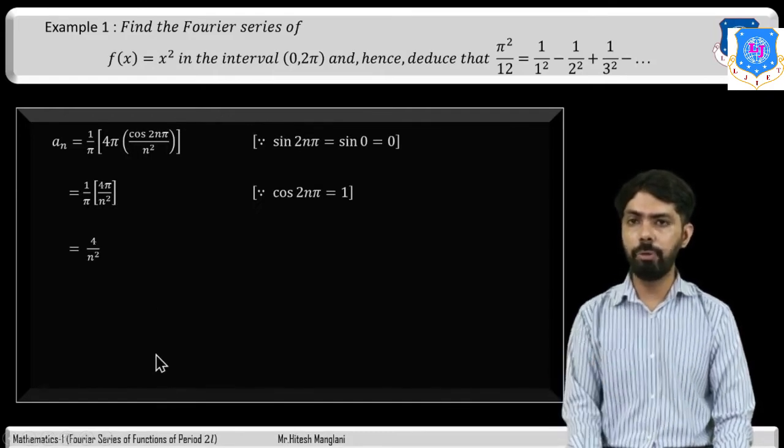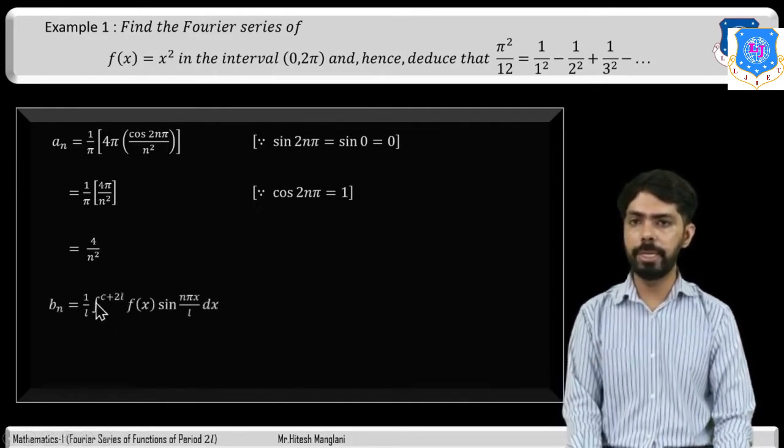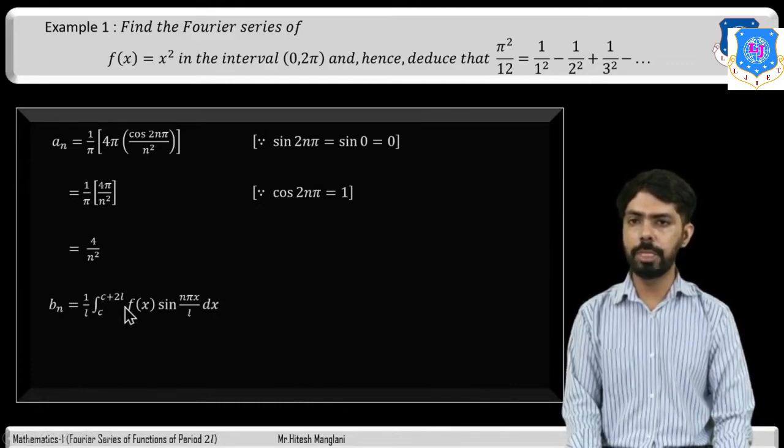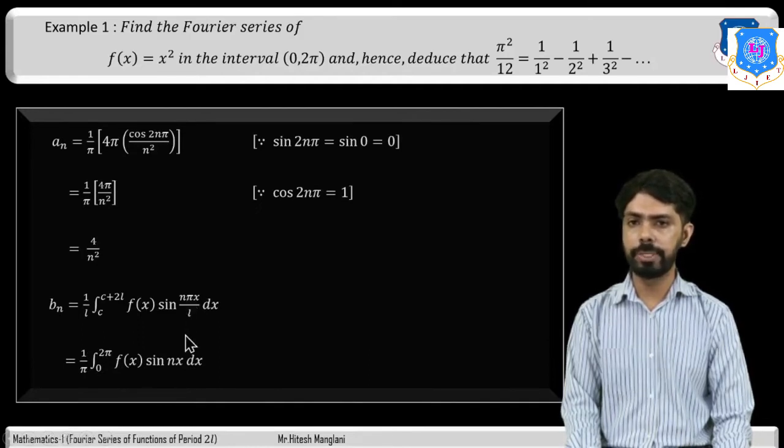Now we will find out Bn. So Bn is given by 1 divided by l integration from c to c plus 2l f of x into sine n pi x divided by l dx. Now here in this example the value of l is pi, so we will replace l by pi. So it will be 1 divided by pi integration 0 to 2 pi f of x sine nx dx, because pi divided by pi will cancel out.